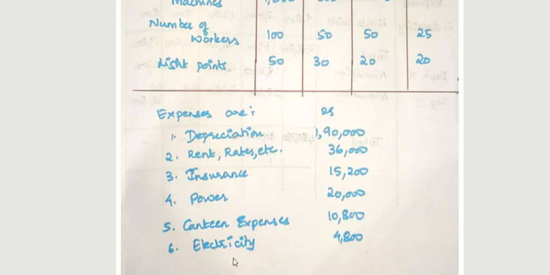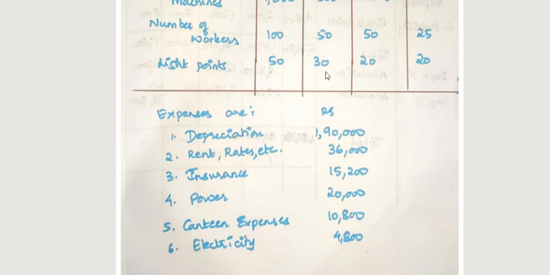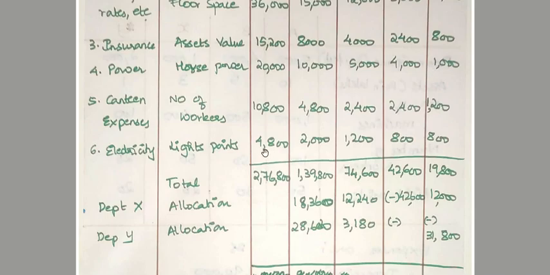Last expense, you have electricity, which is apportioned based on light points. So your light points ratio is 5:3:2:2. So 4,800, if you apportion based on that ratio, you get 2,000, 1,200, 800 and 800. So now if you total up, you'll get your total.